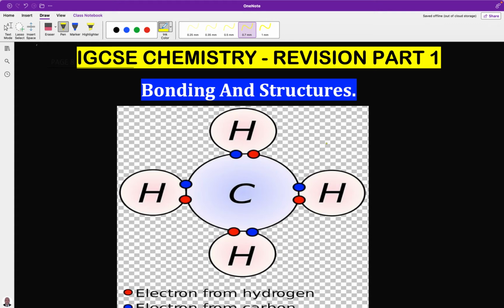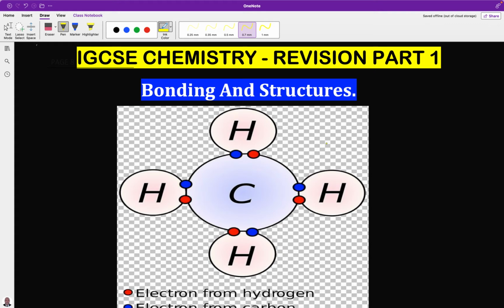In this lesson, we will be dealing with chemical bonding and structures of molecules. This is a brief revision for learners.